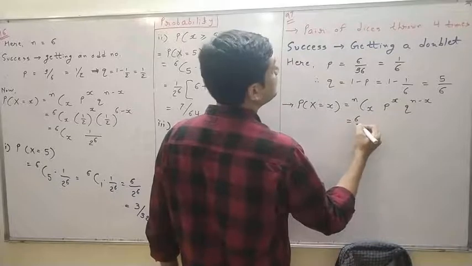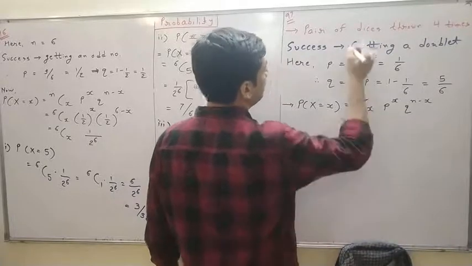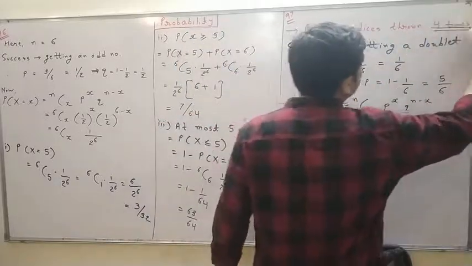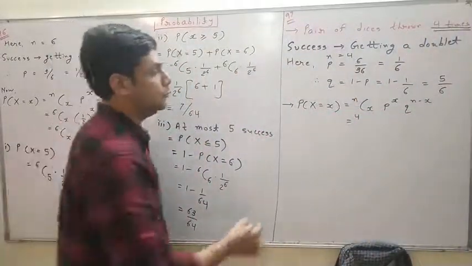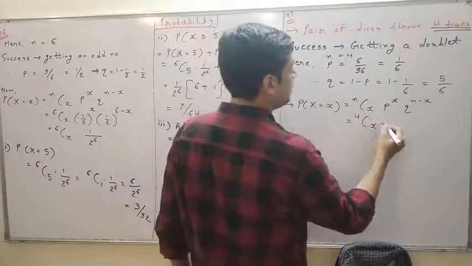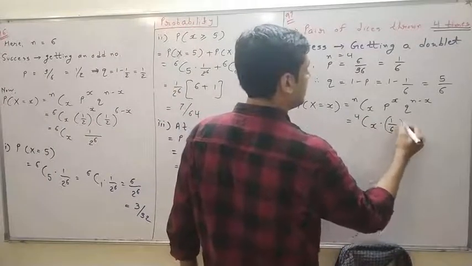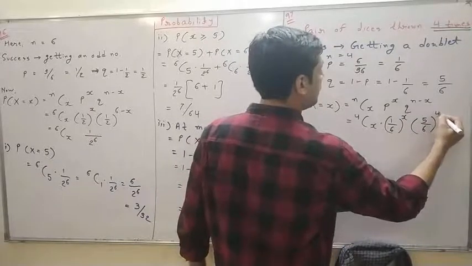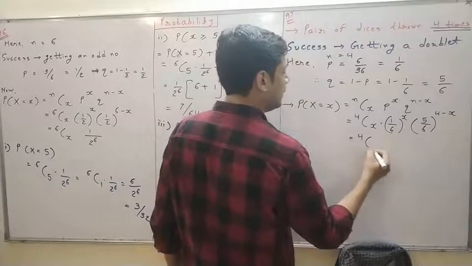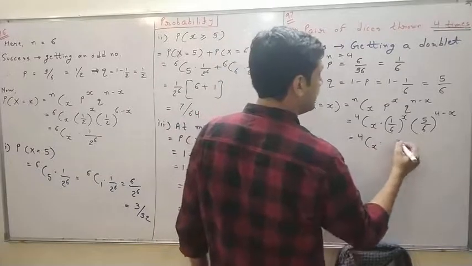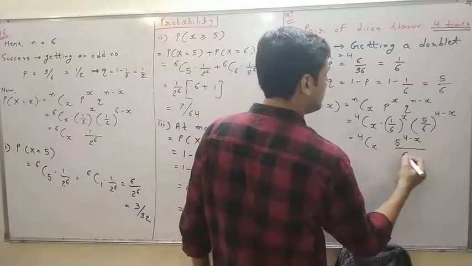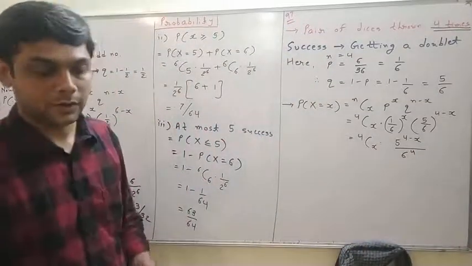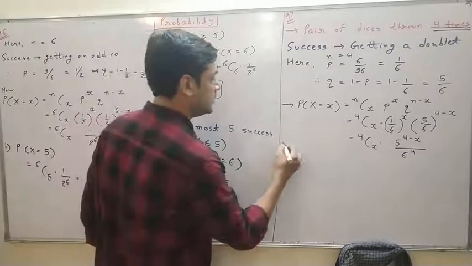So here n is 4. We have to throw a pair of dice 4 times, so n is equals to 4. 4Cx, your P is 1 by 6 raised to x, Q is 5 by 6 raised to 4 minus x. So that is 4Cx 5 raised to 4 minus x divided by 6 raised to 4. Now you have to find the probability of two successes.